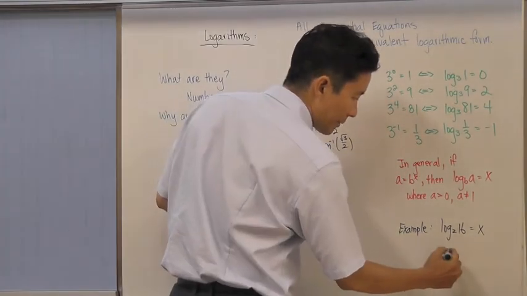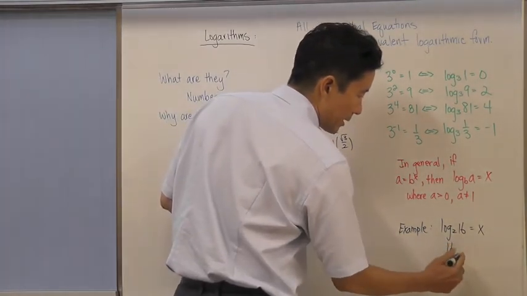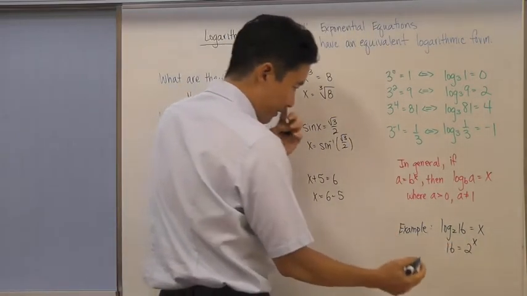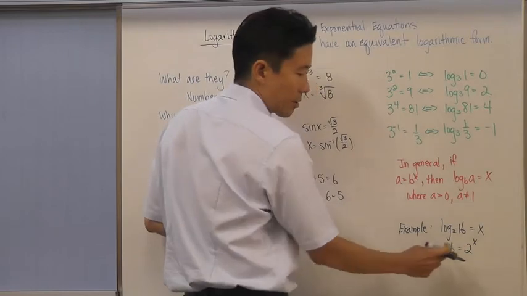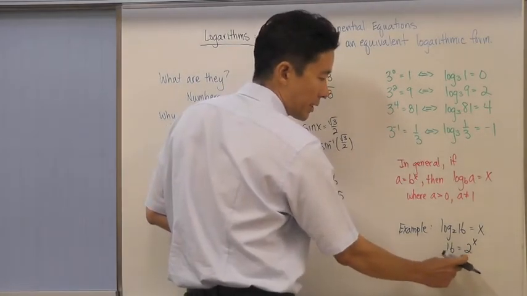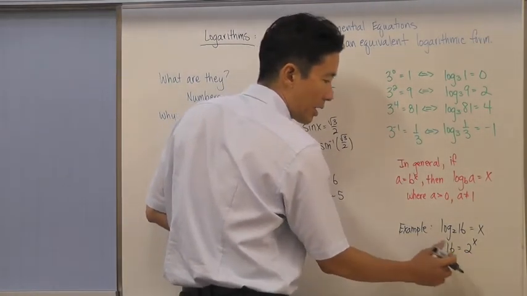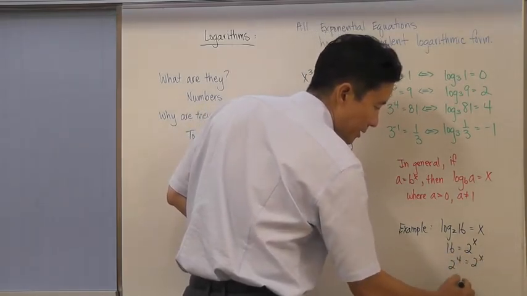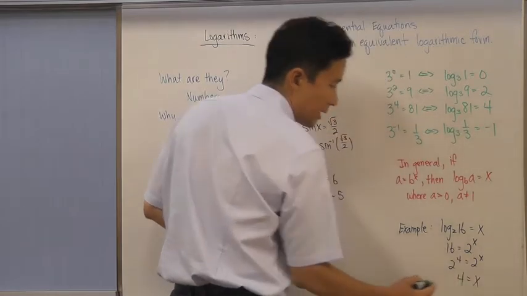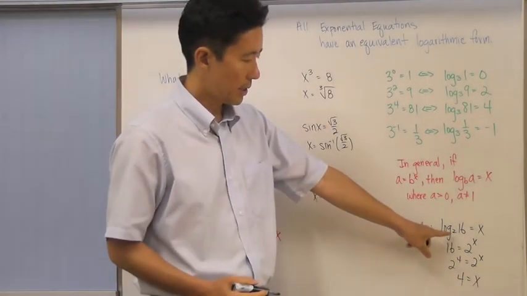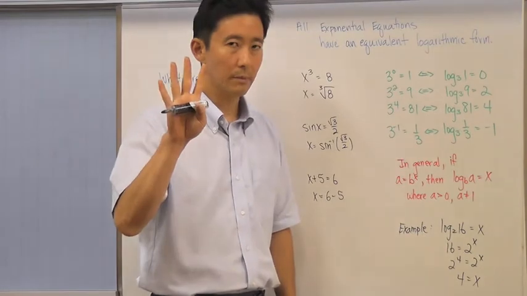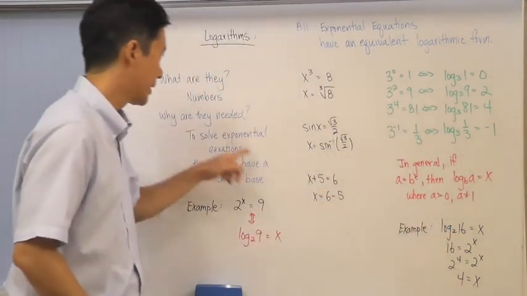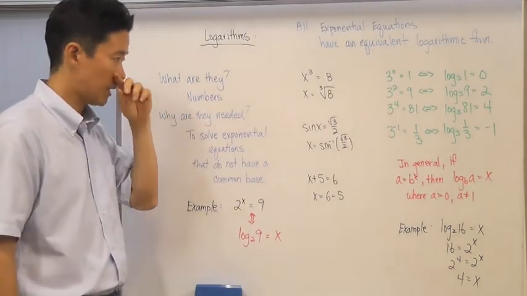So we need to change it to this form here. If that's the case, then 16 is going to be equal to 2 raised to the x. Now we can use our normal means of finding out what this value is by making sure that the bases are common. We know that this is going to be 2 to the 4th is equal to 2 to the x. That means that 4 is equal to x. So that means log base 2 of 16 is 4. Again, this is a number. It is a number.